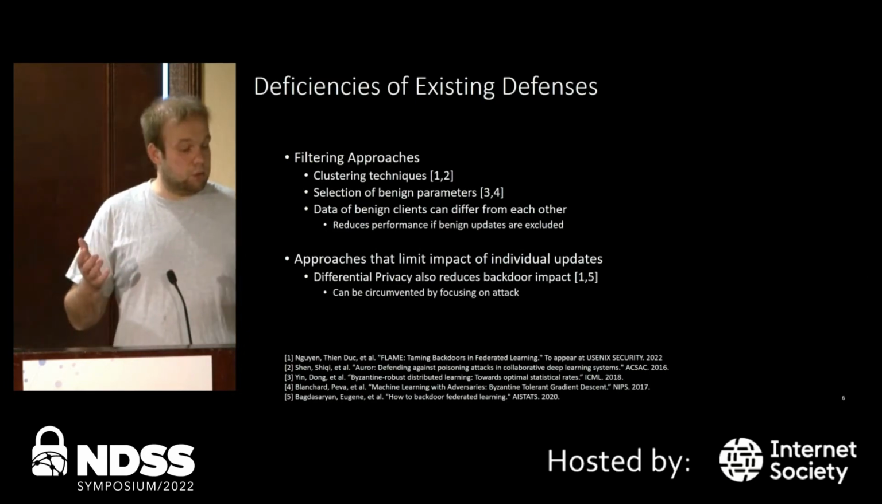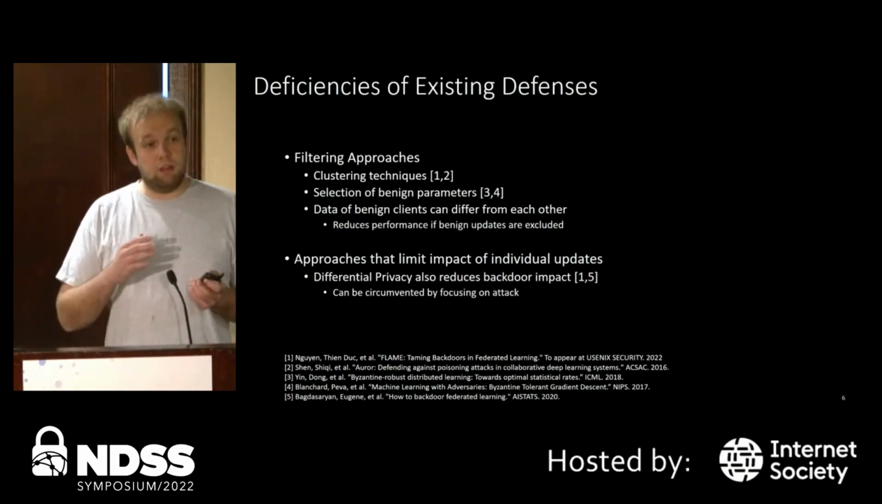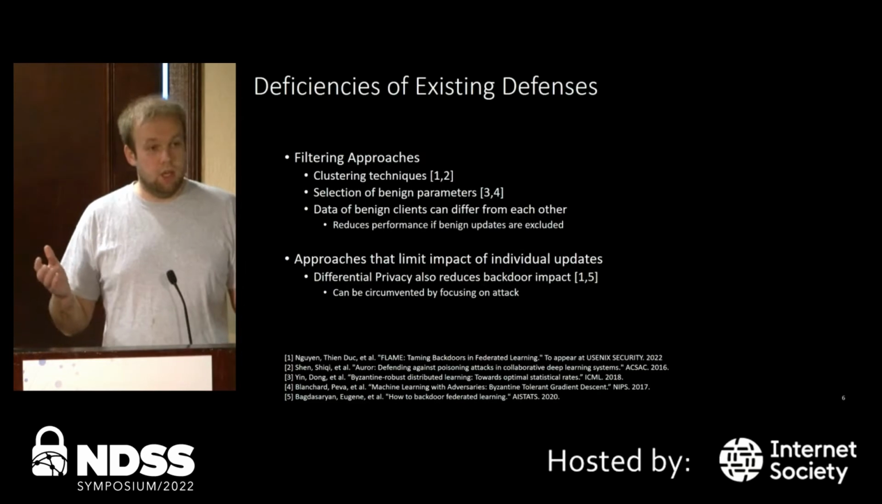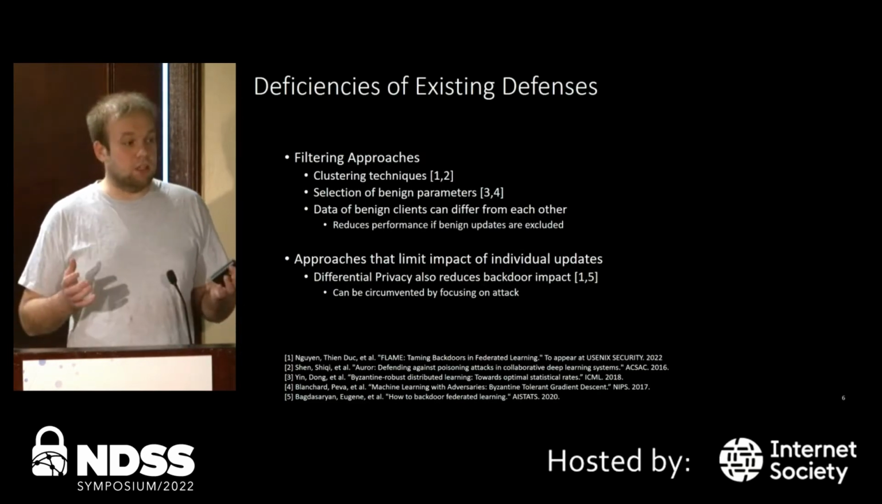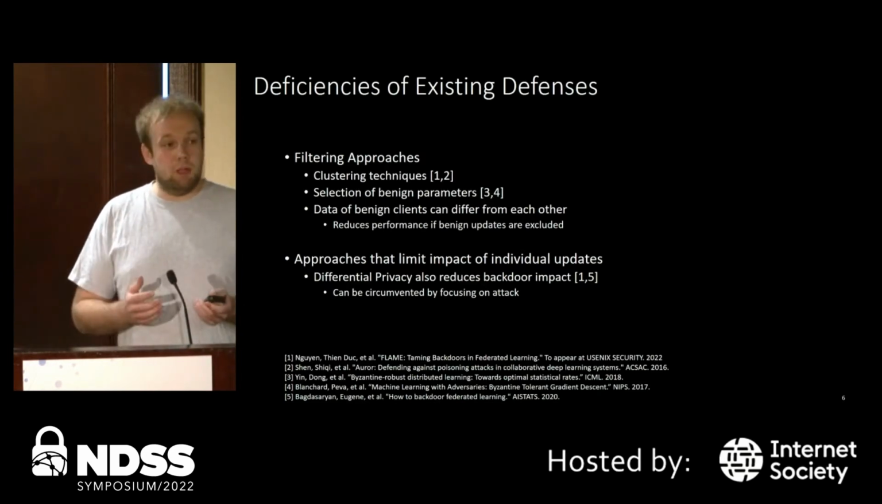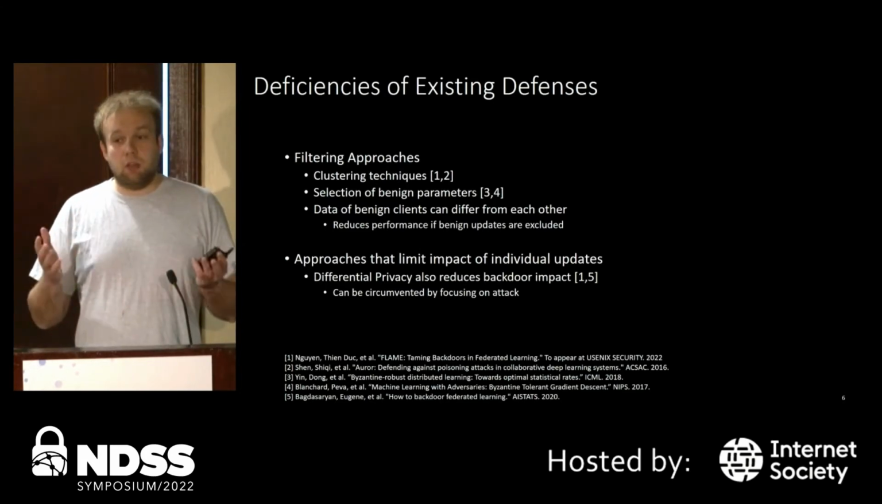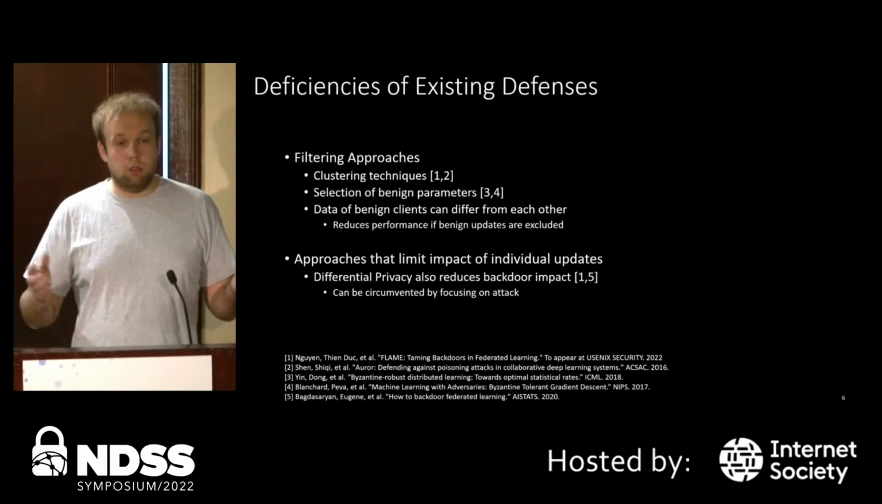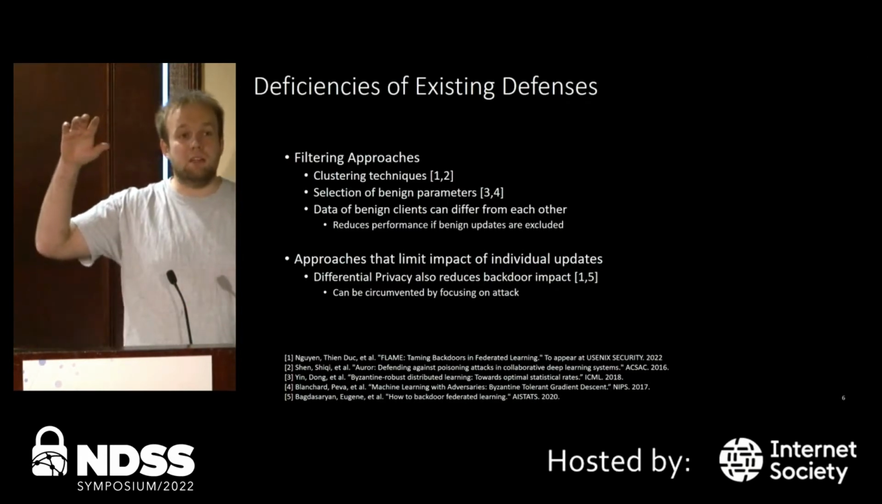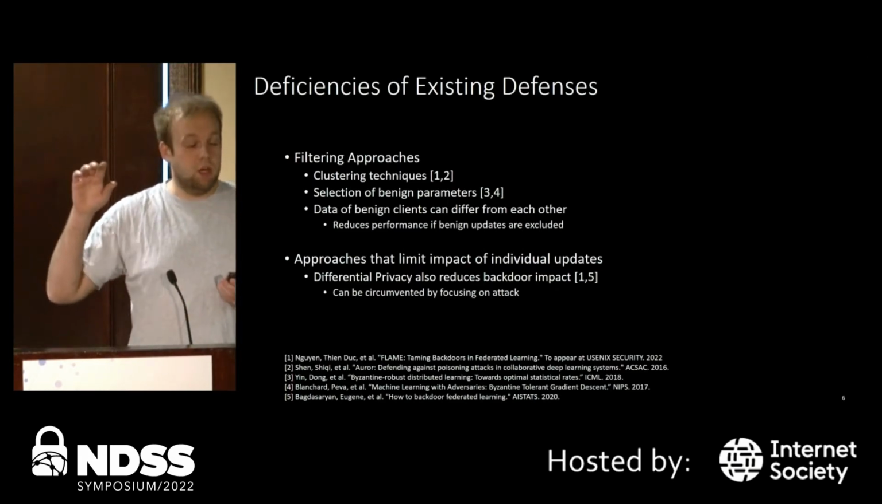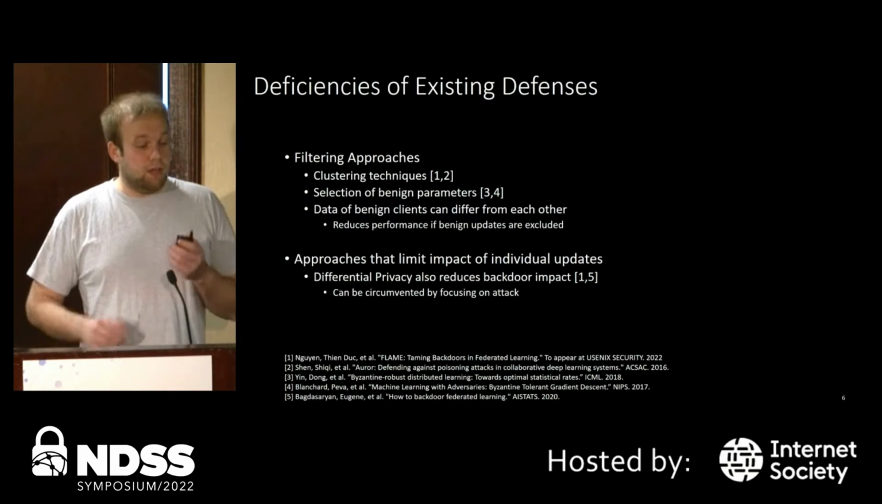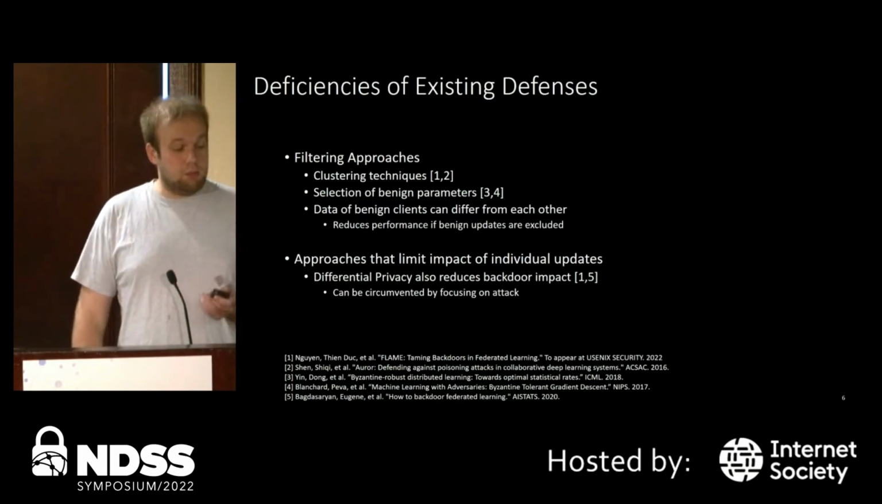From the second category, we just learned in the previous talks that weak differential privacy can also be applied to mitigate these backdoor attacks. Unfortunately, in our experiments, we observed that it can be circumvented by ensuring that the backdoor is strongly trained into the model. So, for example, by using a higher number of training samples for the backdoor behavior during the training, this defense can be circumvented.